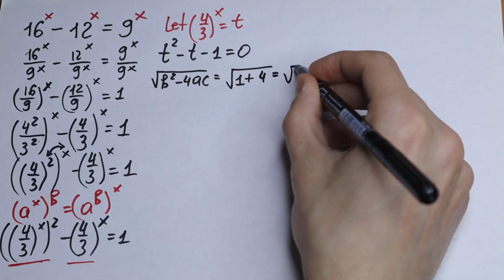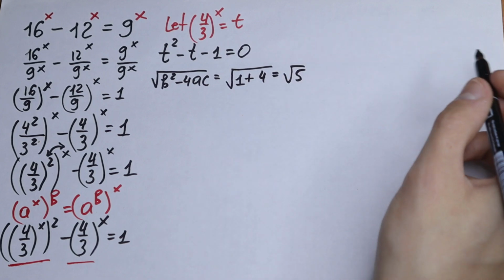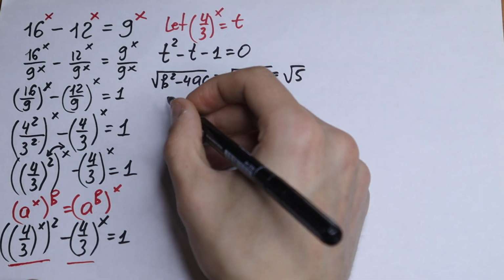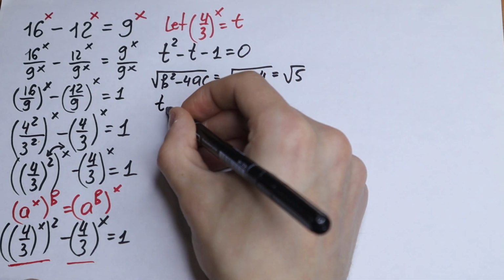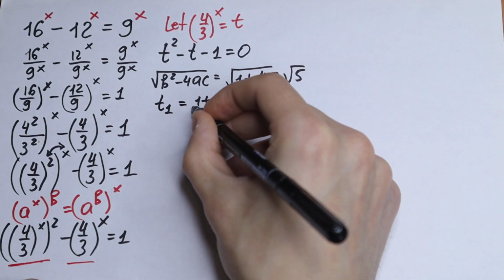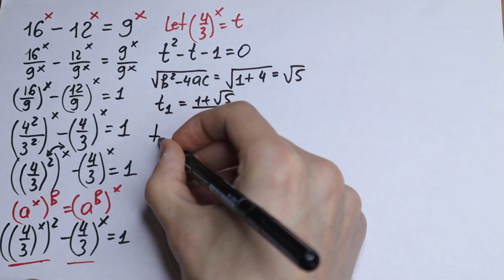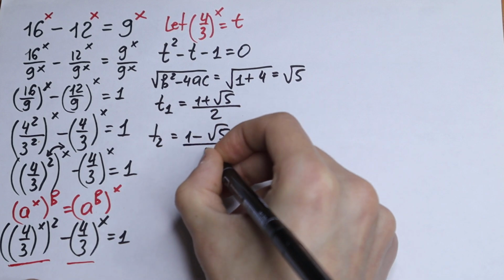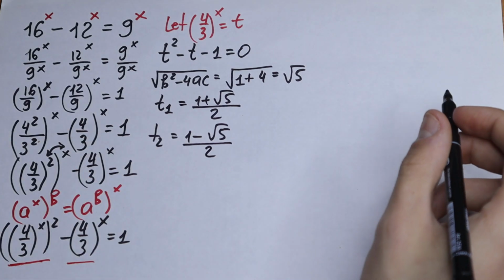So it will be equal to square root of 5. And let's write our t first and t second. We'll have two roots. Our t first will be equal to 1 plus square root of 5 over 2, and t second will be 1 minus square root of 5 over 2. So we have two roots.